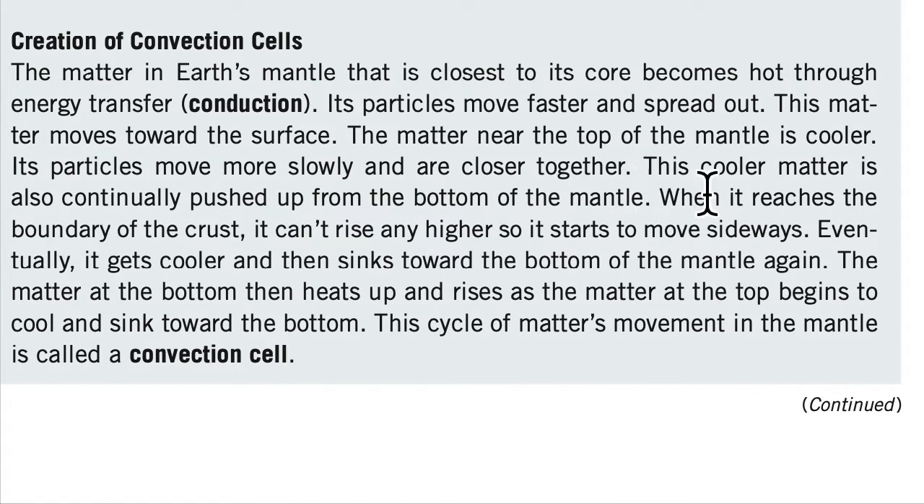The matter near the top of the mantle is cooler. Its particles move much more slowly and are closer together. This cooler matter is also continually pushed up from the bottom of the mantle. When it reaches the boundary of the crust, it can't rise any higher, so it starts to move sideways. Eventually, it gets cooler and then sinks towards the bottom of the mantle again. The matter at the bottom then heats up and rises as the matter at the top begins to cool and sink towards the bottom. This cycle of matter's movement in the mantle is called a convection cell.